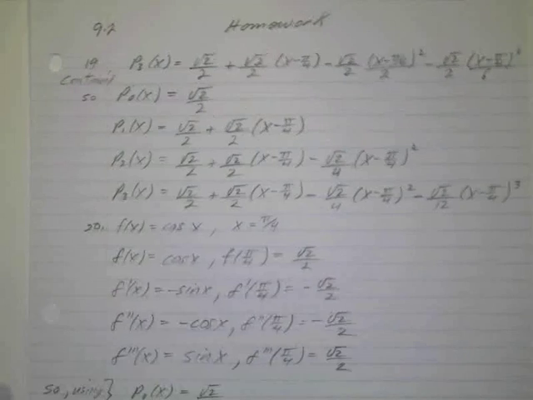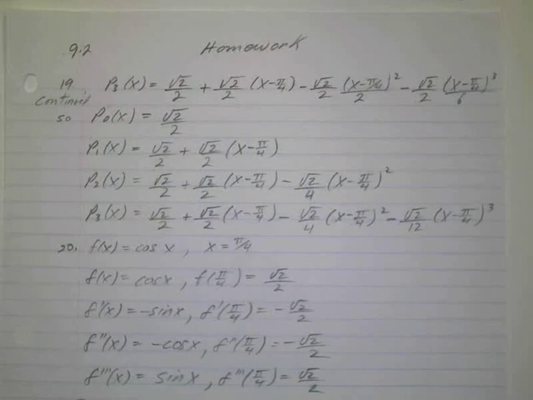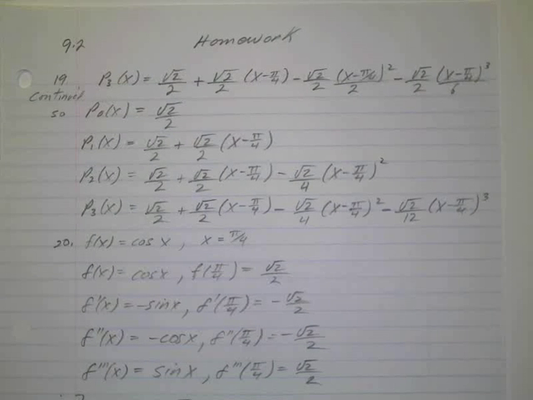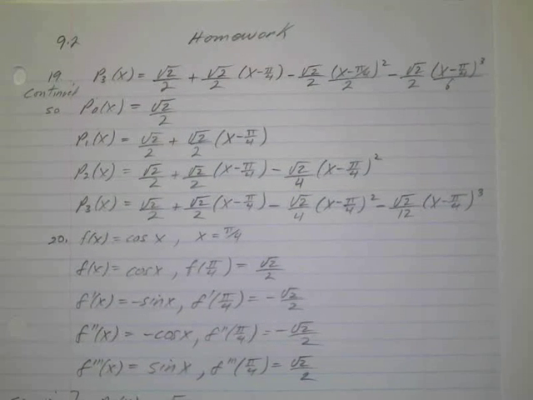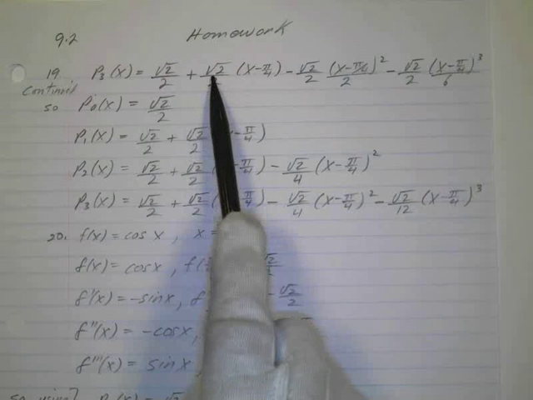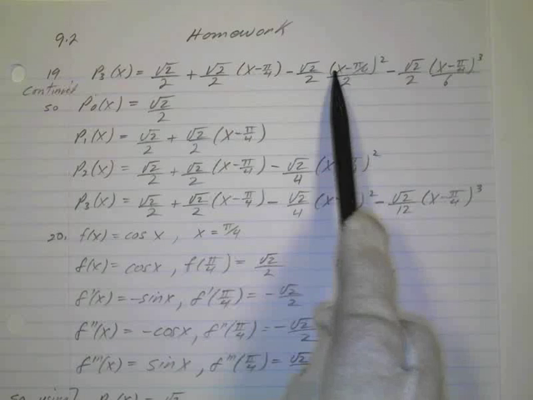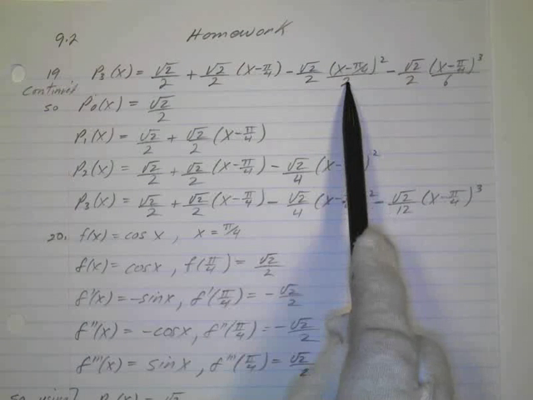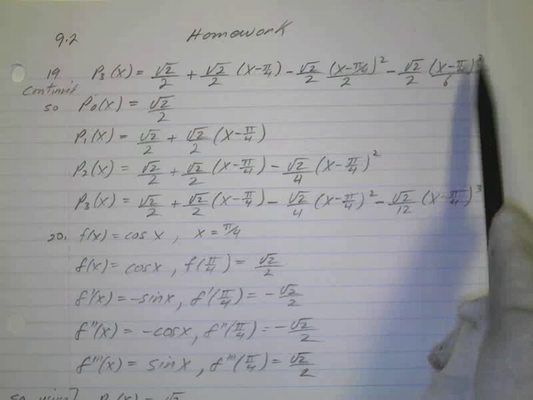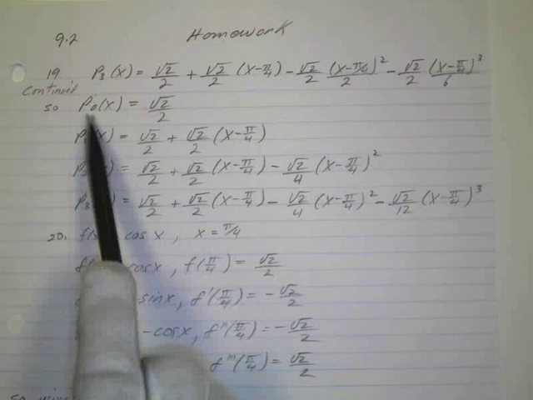So this is 19 continued. I wrote p sub 3 first, and then I just took chunks of it. So this is going to be the square root of 2 over 2, plus square root of 2 over 2 times x minus pi over 4. Then this is where I had the negative square root of 2 over 2, x minus pi over 4 squared over 2, that was my 2 factorial. And then negative the square root of 2 over 2, x minus pi over 4 cubed, over 3 factorial, or 6.